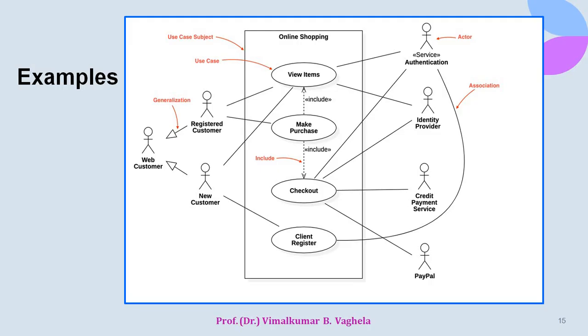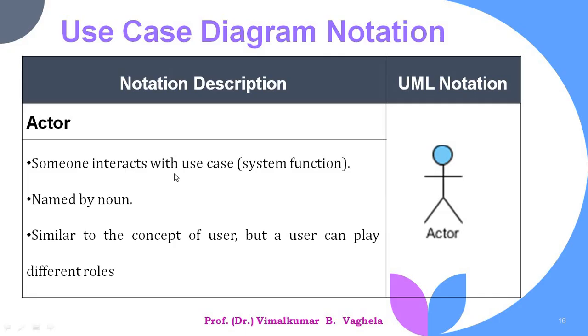Here is an example that we will discuss in more detail later, but the use case will look like this. These are the actors we have just discussed: the web customer, the registered customer, the new customer, and the identity provider. All these are actors.